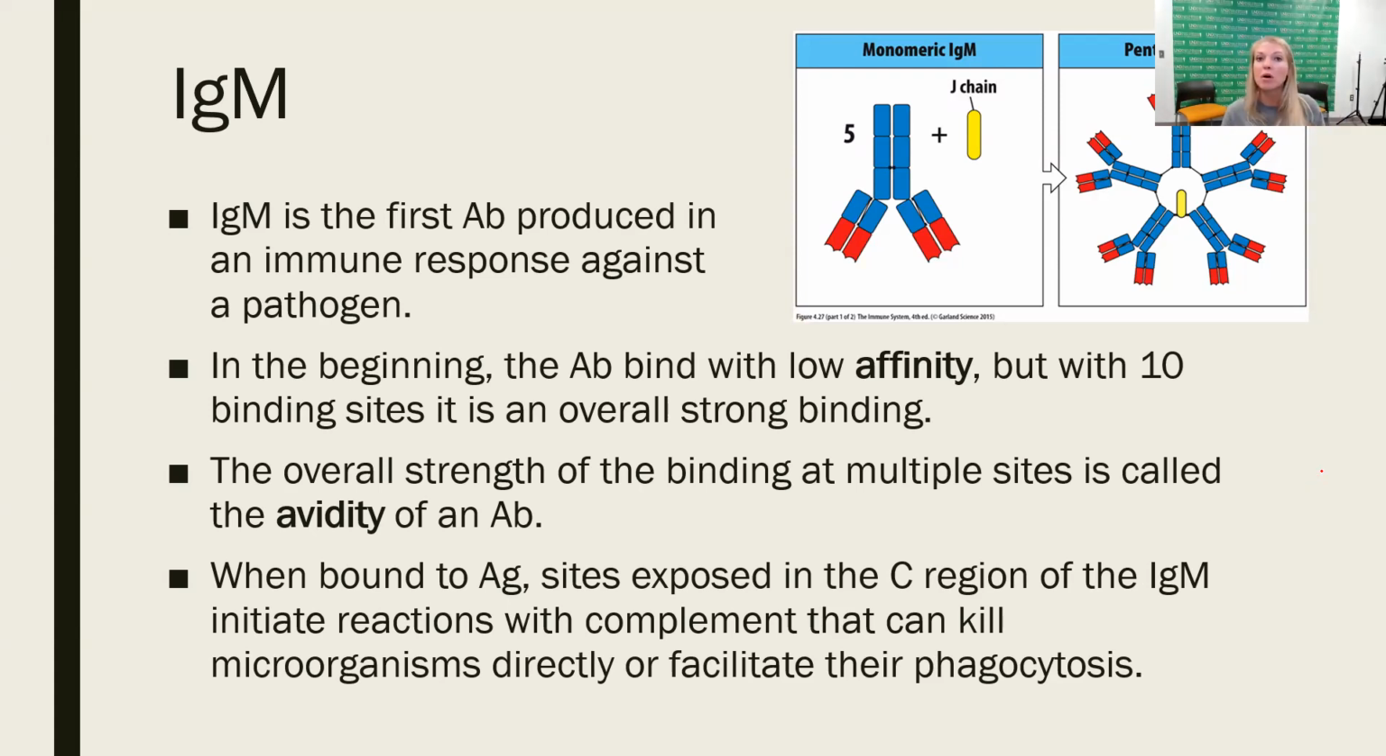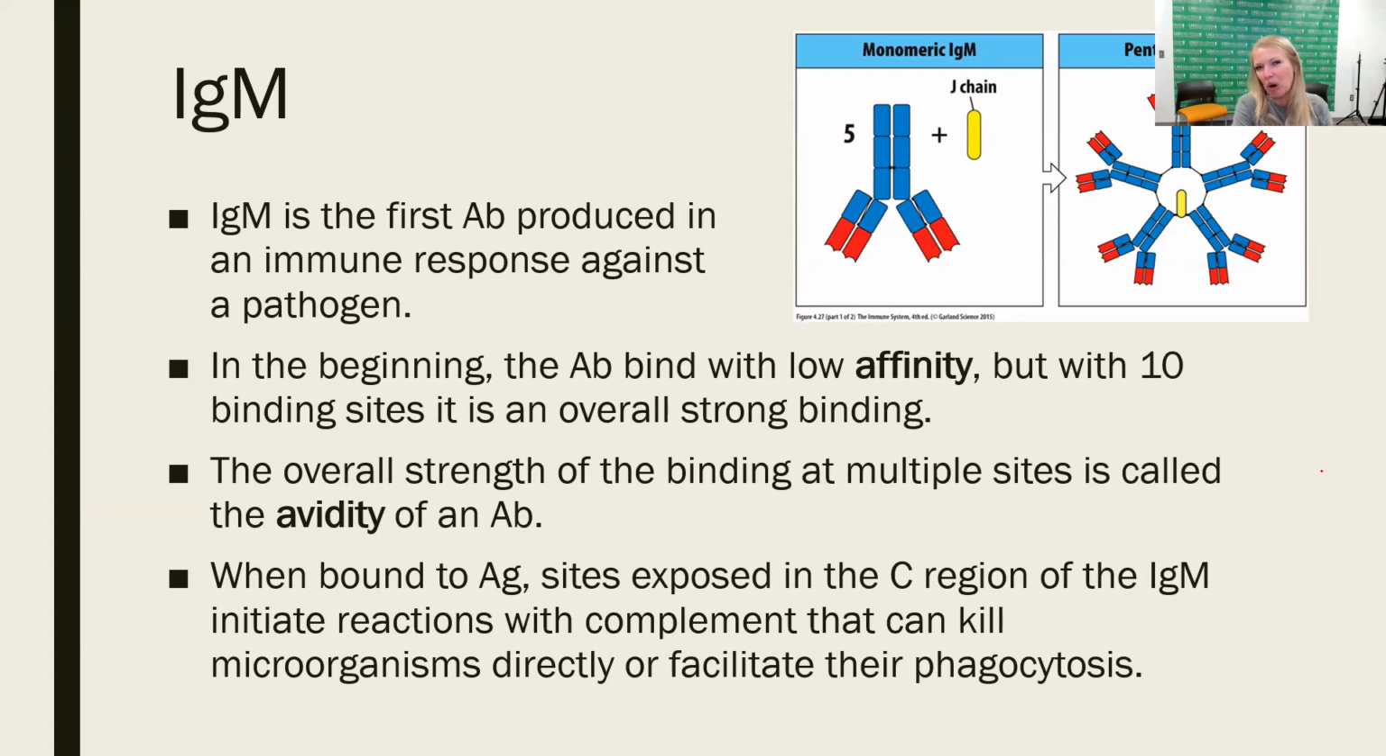So IgM bound form is monomeric, and then a secreted form is pentameric, where we have the J chain joining. And so it's made up of 5 different monomers bound together. So there's 10 binding sites on the secreted form of IgM. Has kind of low affinity. It's kind of an okay antibody.